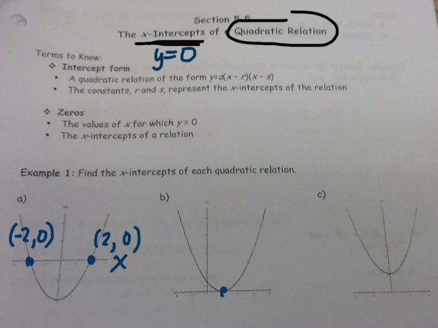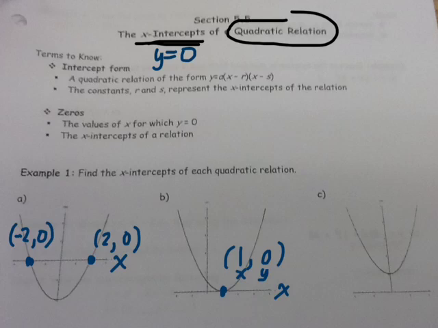What is the x-intercept of B? Where does it hit the x-axis? Where does it cross through the x-axis? At what point? 1, 0, okay? When y is 0, that will tell you the x-intercept.